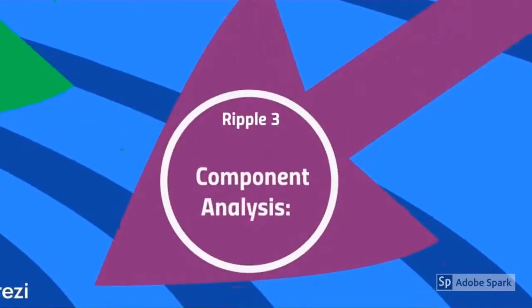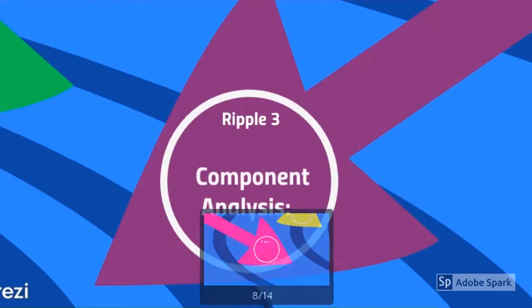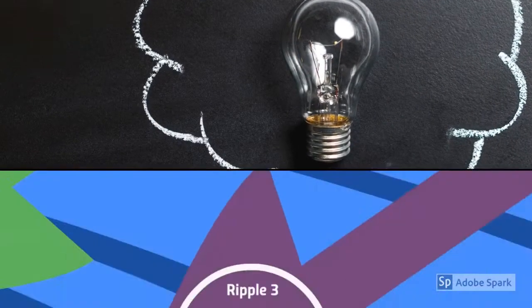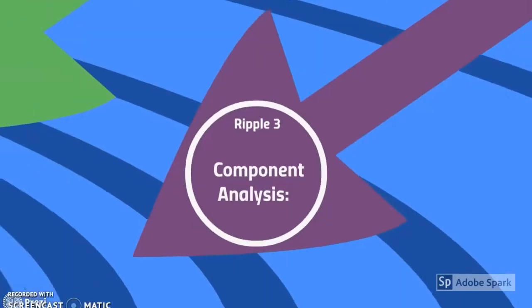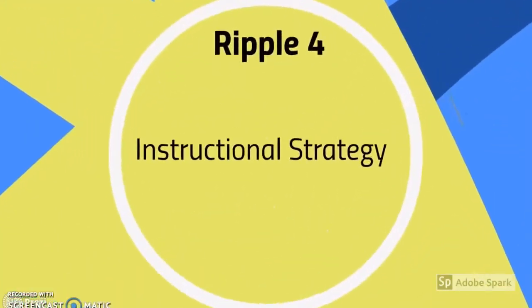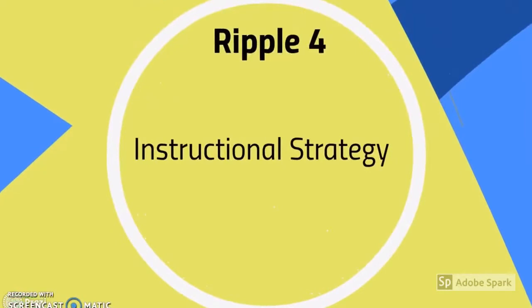Ripple 3 is component analysis. The designer identifies the knowledge or skills needed to solve the problem or accomplish the task of the pebble. Ripple 4 is instructional strategy. The designer determines the instructional strategy to be used to teach the learner the knowledge and skills.